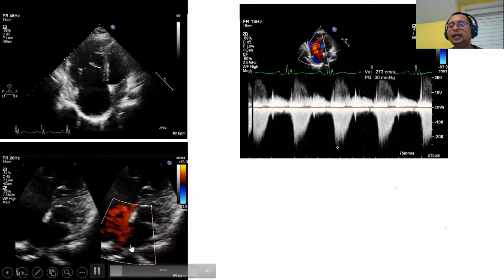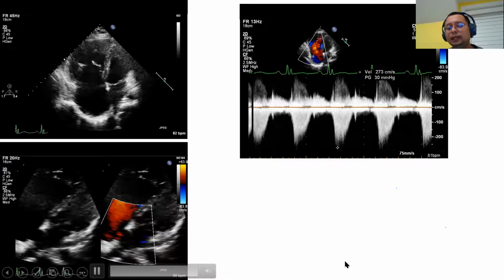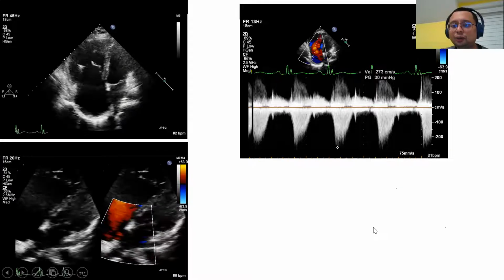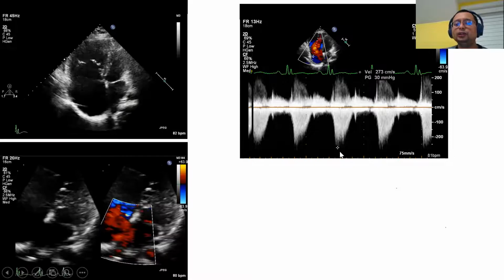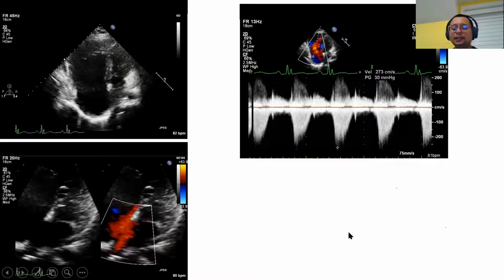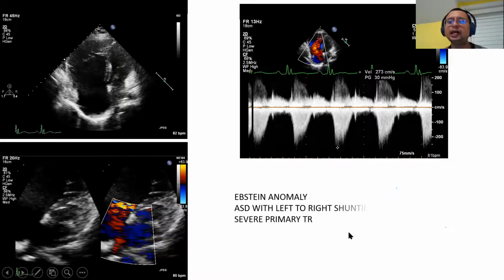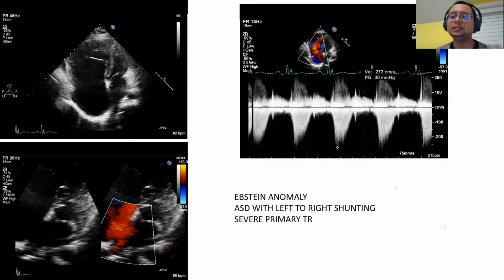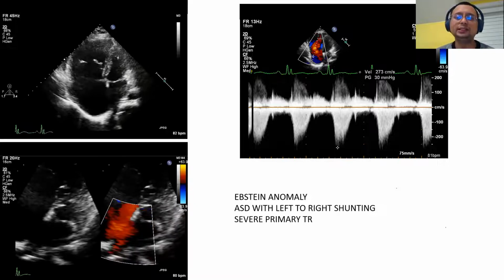And you also have ASD with left to right shunting. Okay. Now ASD causes right-sided volume overload, not pressure overload. So if you look at this pulmonary artery pressure, it is elevated, but it's not so high. Okay, this is an example of someone with Ebstein anomaly and also ASD secundum with left to right shunting.